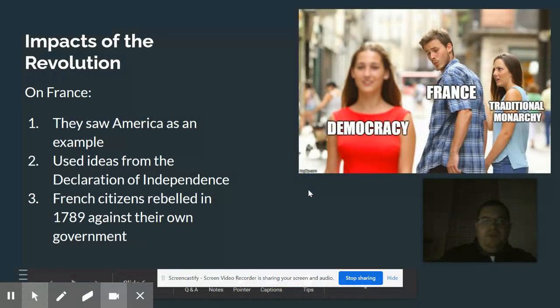Impact of the revolution on France. They saw America as an example, and they used ideas from the Declaration of Independence, and French citizens rebelled in 1789 against their own government. Okay, so France is looking at us and using us as an example for how they're going to do things in France.